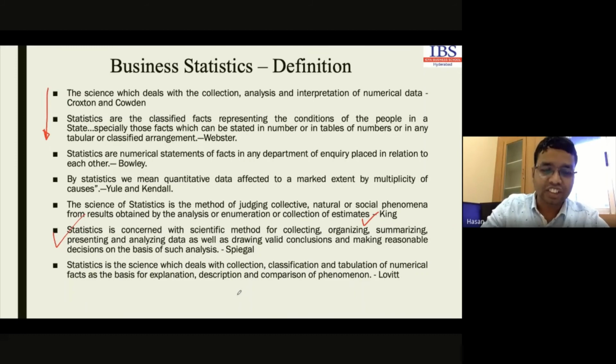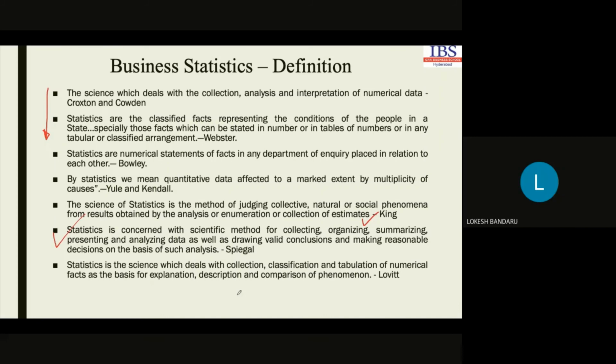Okay, so you just remember the definitions of statistics here. Okay? Yes, sir. Okay, can I move forward? So these are the definitions only, nothing else. Just remember. Okay? Yes, sir. This many definitions you have to. Okay, yes.